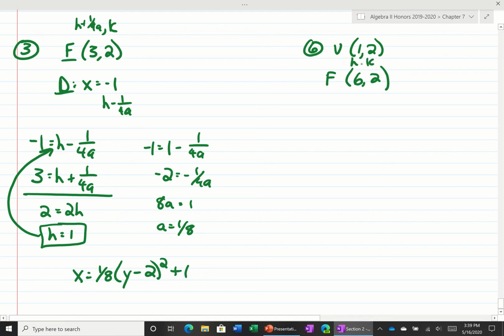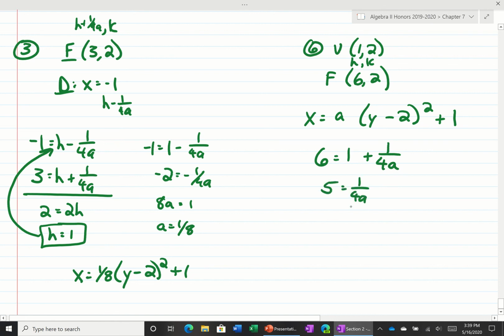Then we'll finish with the last one. We know an h and a k value, so our equation is going to be y minus 2 squared plus 1. We just have to figure out what the a value is. So to get that, we know that 6 is equal to h plus 1 over 4a. And if h is 1, we get that 5 is equal to 1 over 4a. So 20a is equal to 1. A would be 1 over 20.